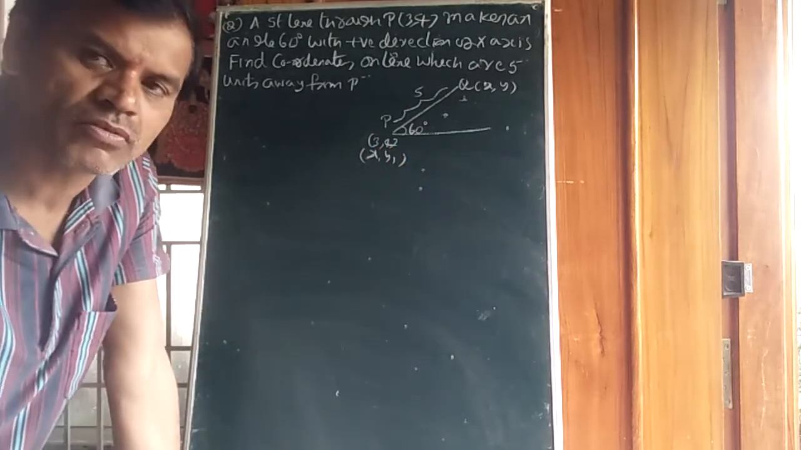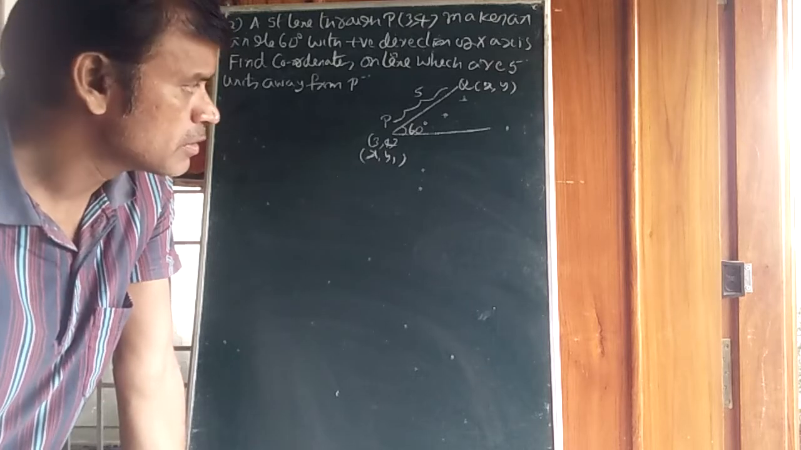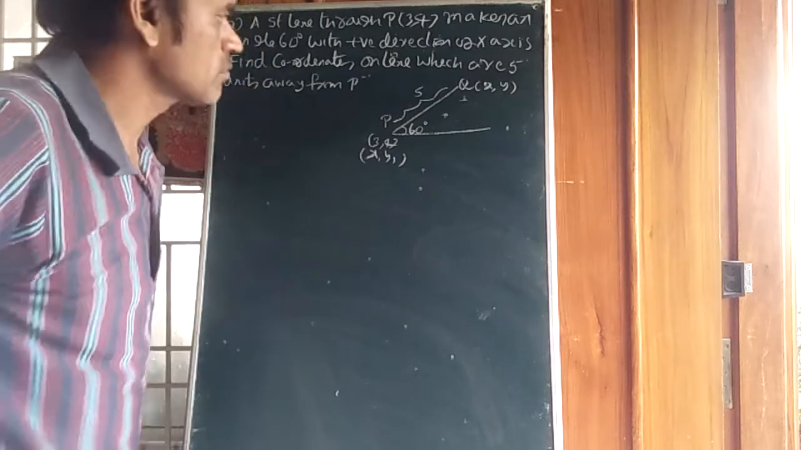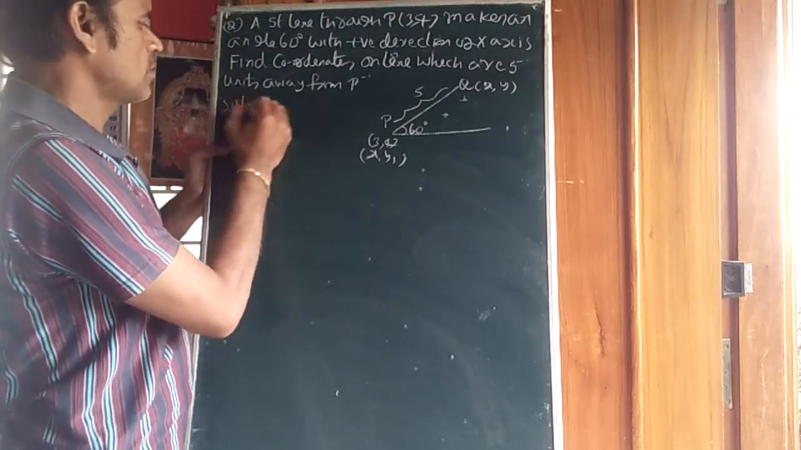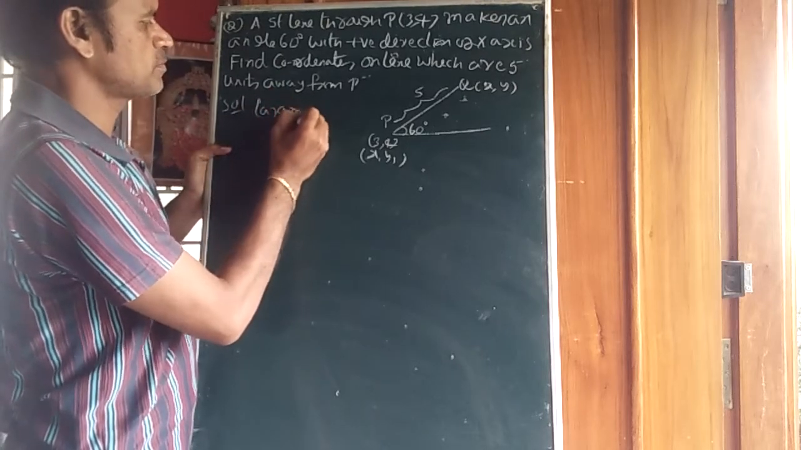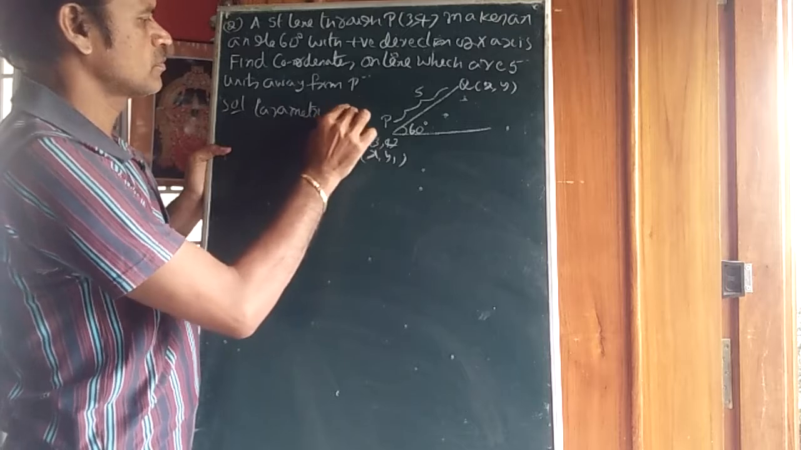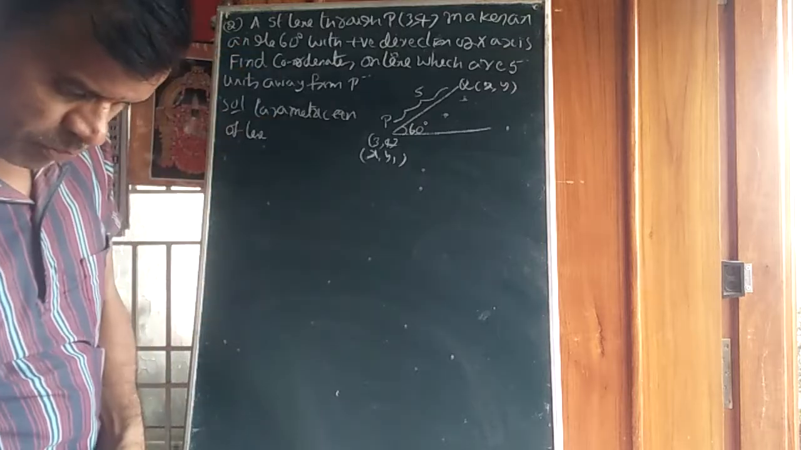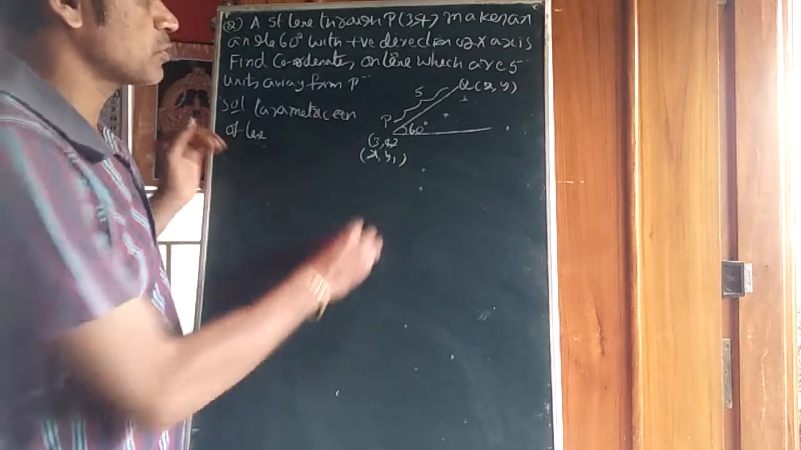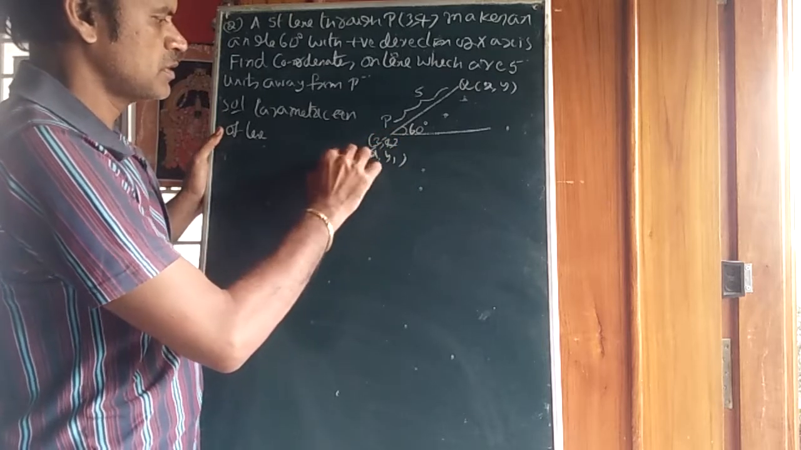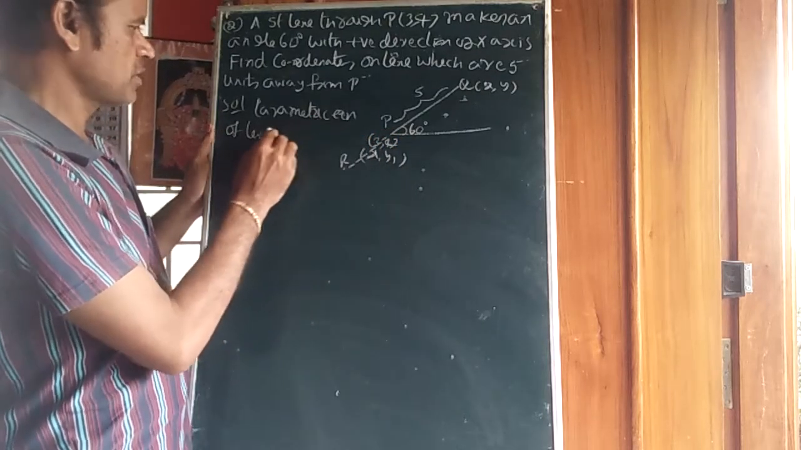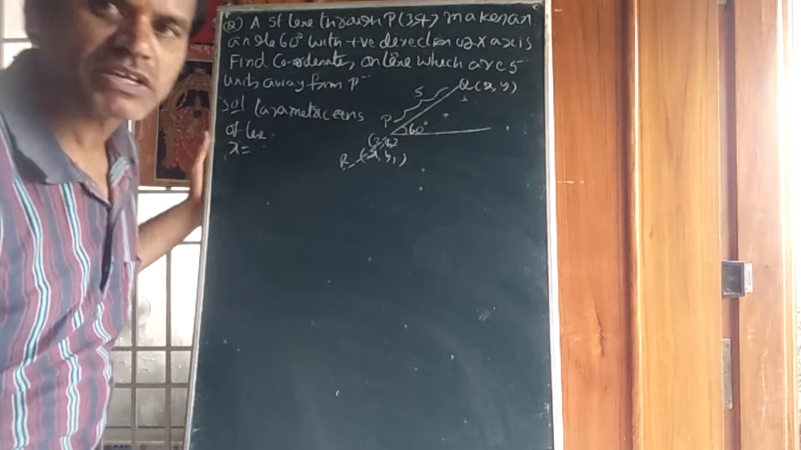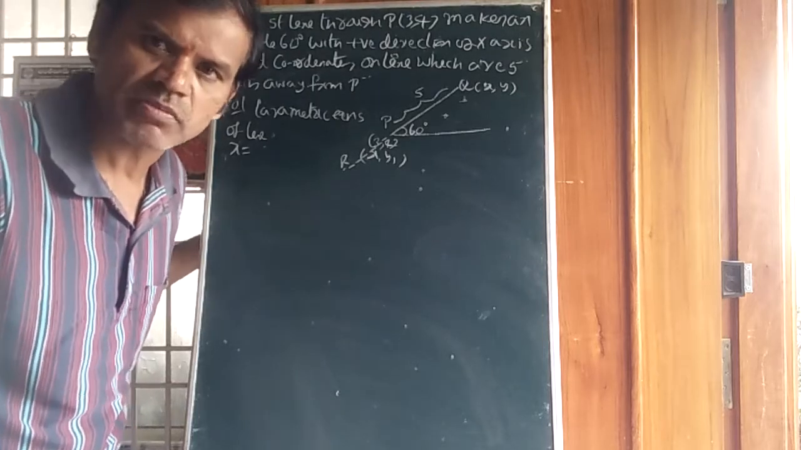In the previous session we discussed the equation of a straight line in parametric form: x is equal to x1 plus r cos theta and y is equal to y1 plus r sin theta. Write the formula. Read the question: point or points. Points means plus or minus, both sides. This side also. So the parametric equations are x is equal to x1 plus or minus r cos theta and y is equal to y1 plus or minus r sin theta.